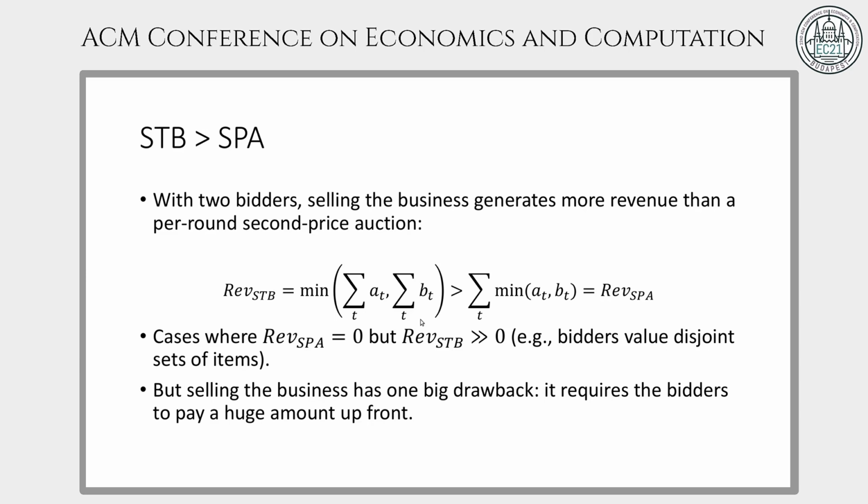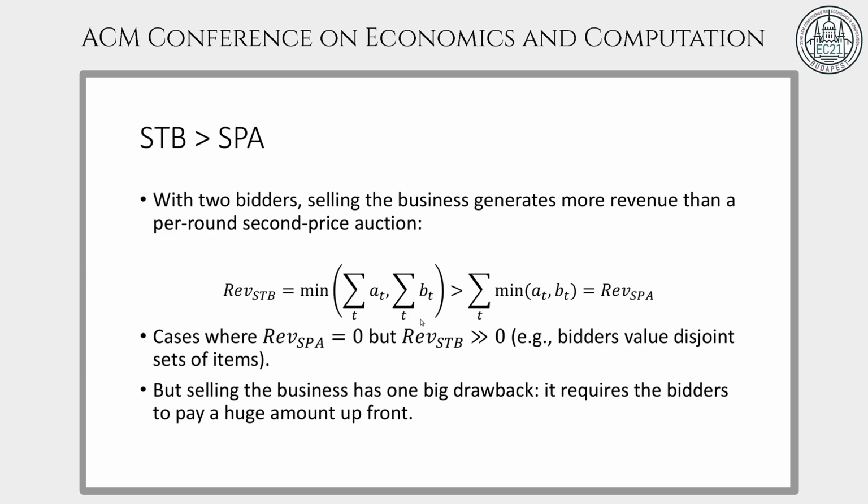A good example of this is a case where the bidders' values are disjoint in time. So for example, the bidders value disjoint sets of items. Maybe Alice values the first half of the items or the first half of the time steps, and Bob values the items in the second half of the time steps. So from this, it looks like selling the business is a strictly better mechanism than the second price auction mechanism, but selling the business has one big drawback. It requires the bidders to pay a huge amount up front.